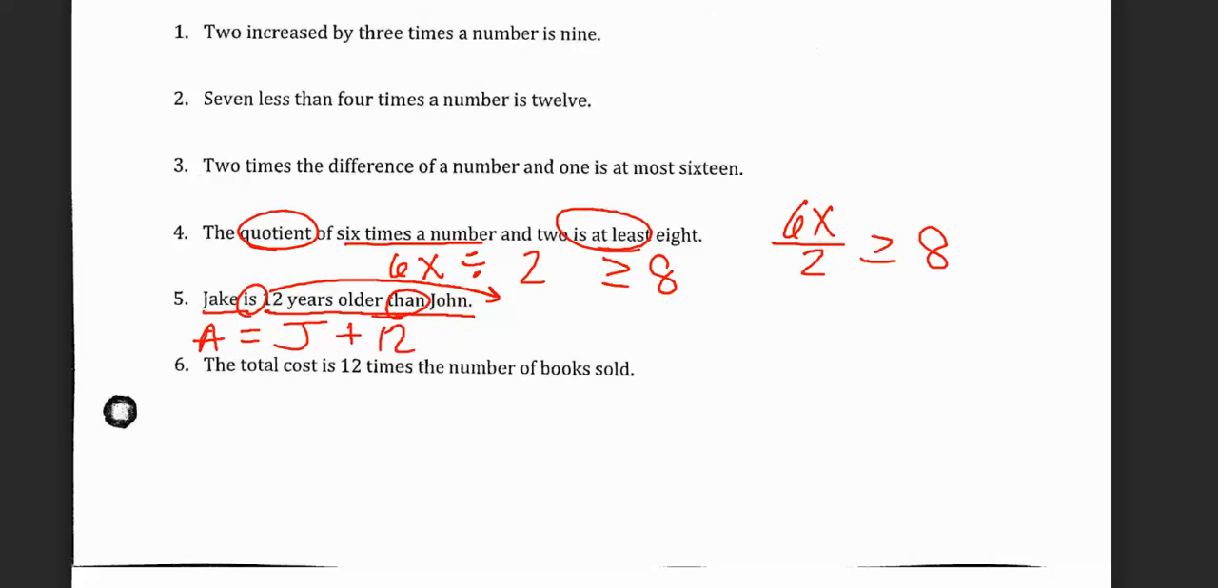Number 6, the total cost is 12 times the number of books sold. So 12 times the number of books sold. And then the total cost. So I can just say T equals 12.